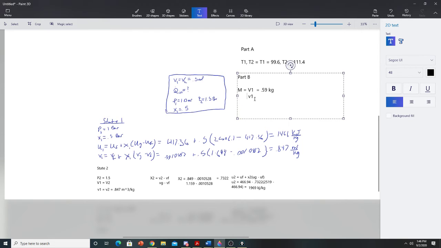Now we need to find the mass of the vapor. So M vapor. How would we do this one? If you recall, what is the quality? The quality is the mass of the vapor with respect to total mass, right? If you recall, x is equal to M vapor divided by M total, right? So if you multiply our quality into our total mass, what will you end up with?